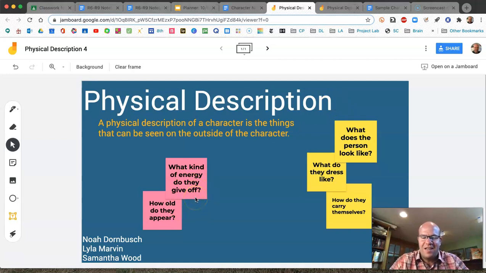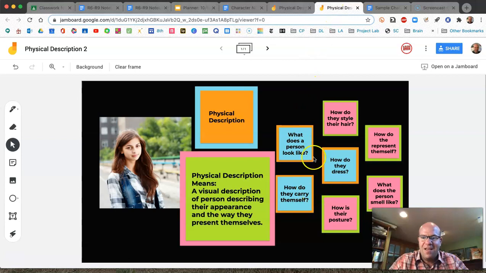Now, here's some others. What kind of energy do they give off? How old do they appear? Okay, these are all great questions. When I look at the other jam, I see a lot of the same thing. What does a person look like? How do they carry themselves? How do they dress? Okay, those were the common ones that are on our source information. So they added others like, how's their posture? What do they smell like? How do they represent themselves? How do they style their hair?